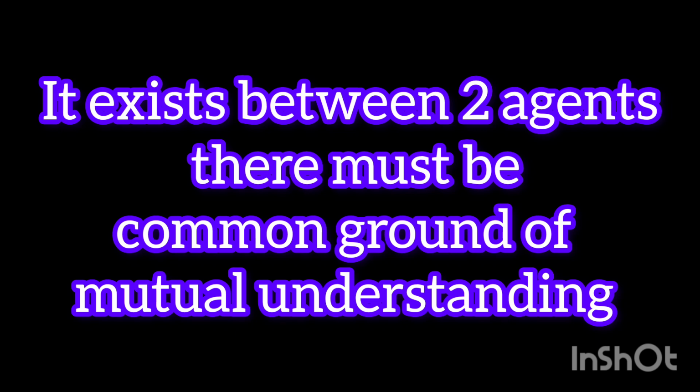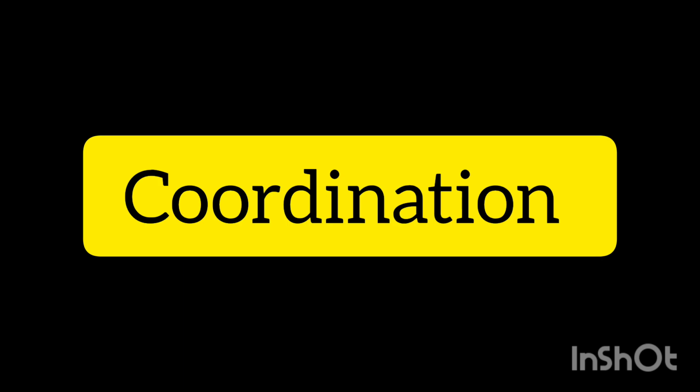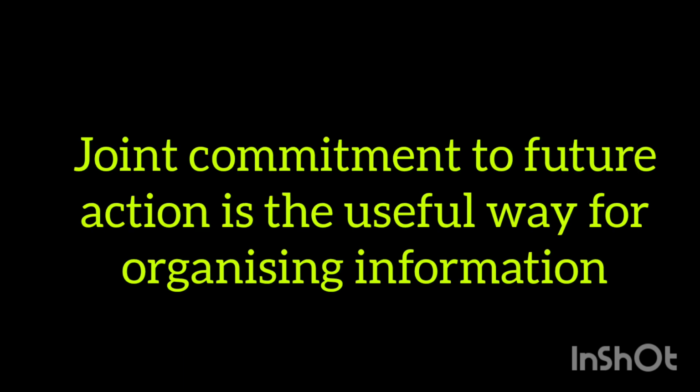Now going to the second dimension, that is coordination. When we have multiple agents with multiple goals and progress, we require some agents to share our resources and work towards some common goals. So sometimes joint commitment, joint venture to future action is a very useful way for organizing information. So we have already told what you mean by interaction.